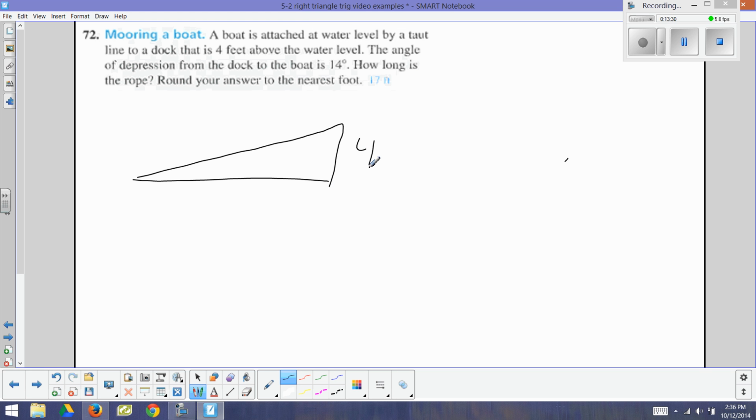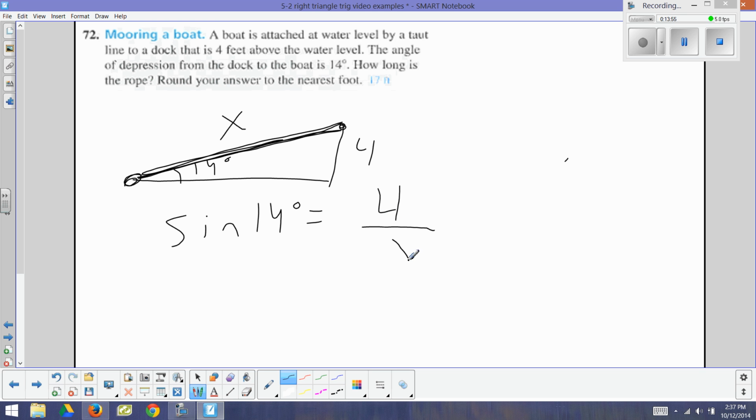I'm 4 feet above, and here's where my line is. It's attached to the dock that's 4 feet above the water level. 14 degrees. There's my X. And so now it's not a tangent function. Opposite and hypotenuse, it's sine. So the sine of 14 degrees is equal to my opposite over my hypotenuse.